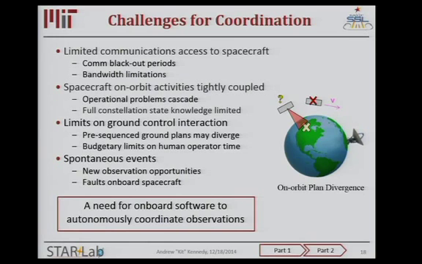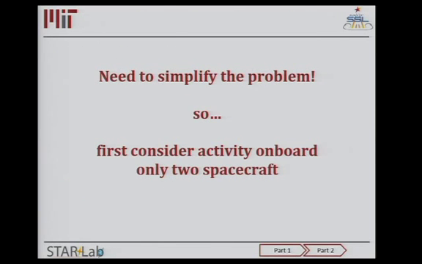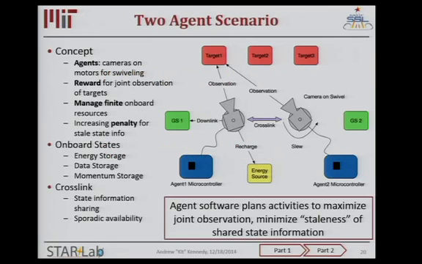With as little ground in the loop as possible. So in order to actually solve this high level problem of how you coordinate all these operations on a constellation, I think we need to simplify the problem first. So just considering activity on board only two spacecraft.